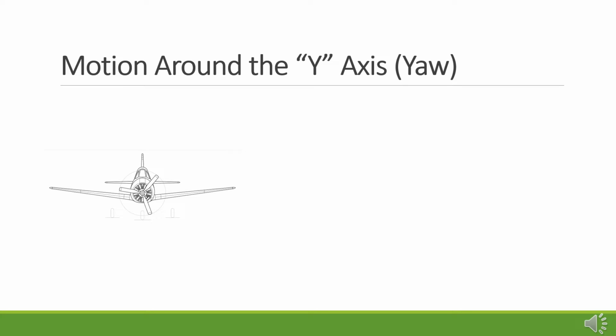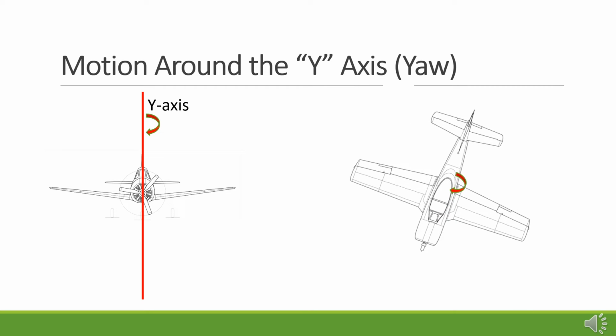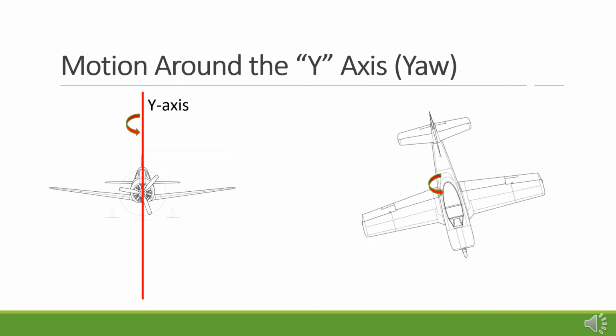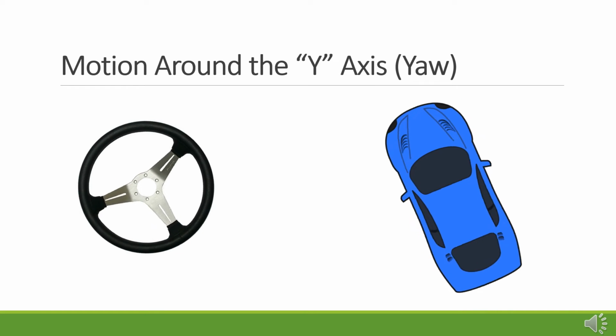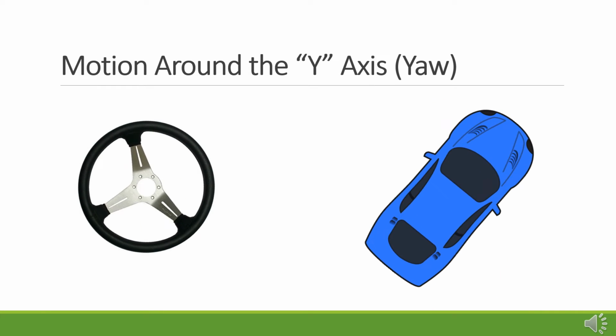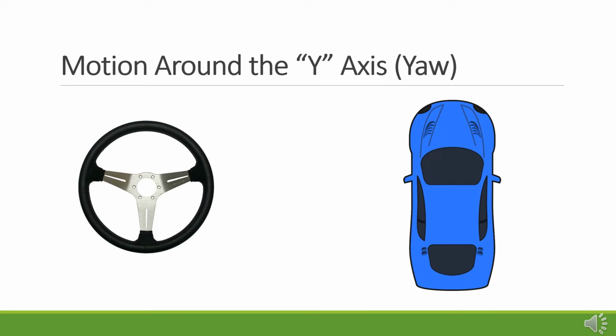The first motion we will look at is rotation around the y-axis. In terms of aircraft motion, movement around the y-axis is referred to as yaw. A change in yaw would cause the aircraft to either turn to the right or to turn to the left. We are most familiar with this rotation around the y-axis, as that is what we do in an automobile when we move the steering wheel to the left or to the right. While this is the only axis of motion for a car, an aircraft can be steered in two other dimensions.